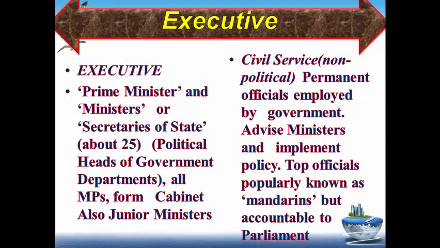And the next branch is the executive branch. The executive branch is headed by the Prime Minister and ministers, or the secretaries of state. They are about 25. All MPs from the cabinet, and also junior ministers, are the executive of this country. Civil service is non-political. They are permanently employed by the government, advise ministers and implement policy. Top officials are popularly known as the mandarins, but are accountable to parliament.